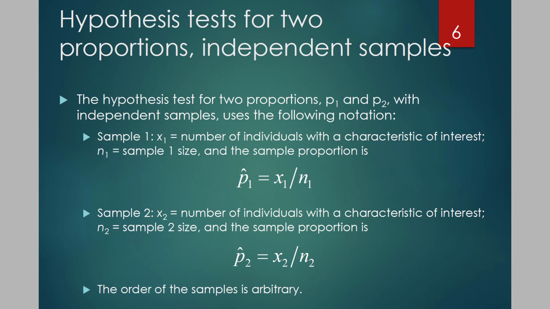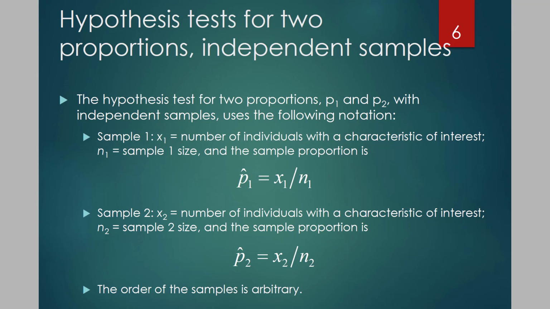Likewise, P sub 2 hat is the proportion from sample 2, and X sub 2 is the number of individuals in sample 2 that have a characteristic of interest, and N sub 2 is the size of sample 2. Now the order of the samples is arbitrary, right? So you can interchange them as long as you keep everything straight. It doesn't make a difference.